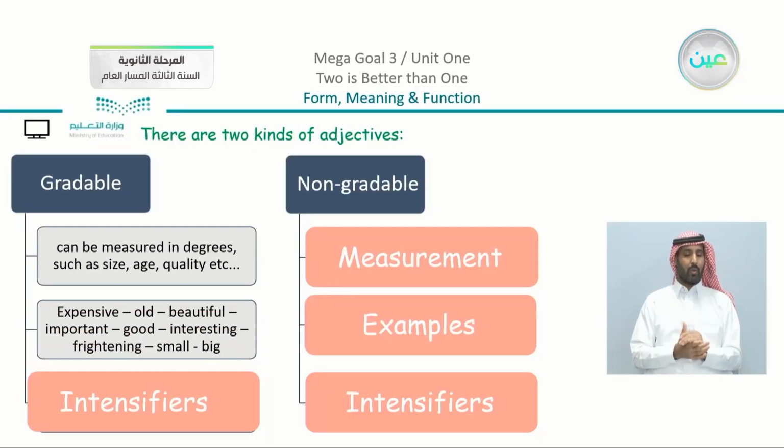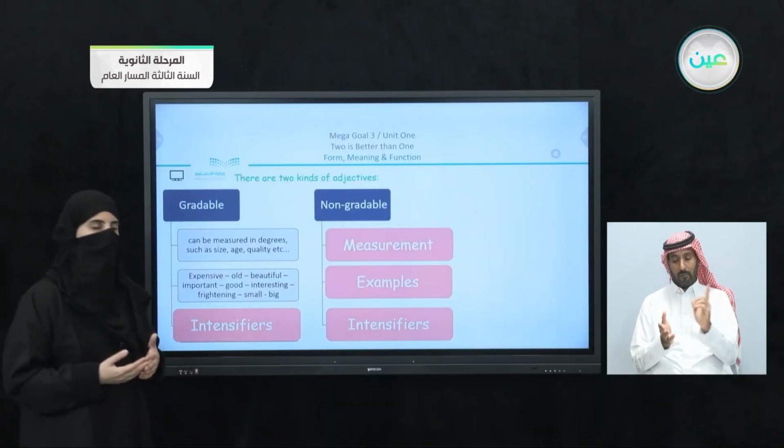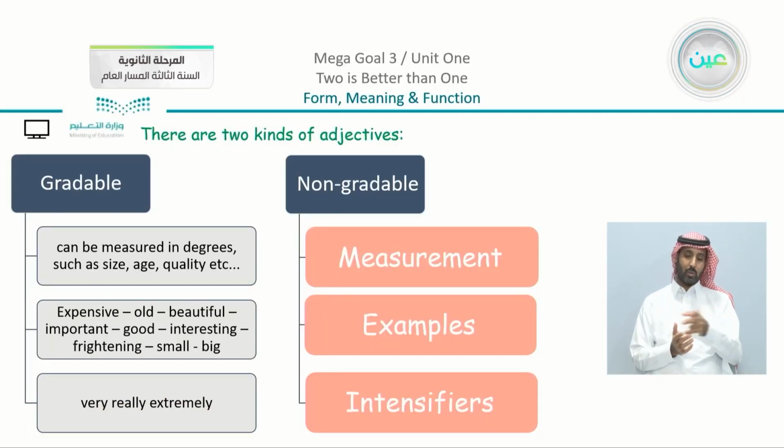Examples, we have different adjectives such as expensive, old, beautiful, important, good, interesting, frightening, small, and big. Now you can see that these are regular adjectives we are used to using every day, and we can use different intensifiers with them, like very, really, or extremely. I can say very small, or really beautiful, or extremely important.